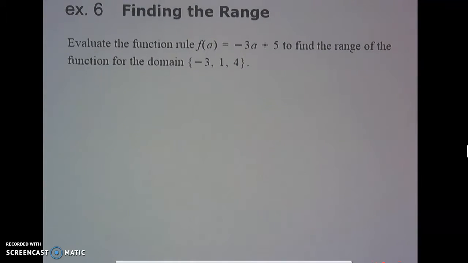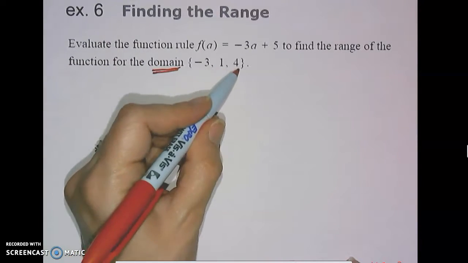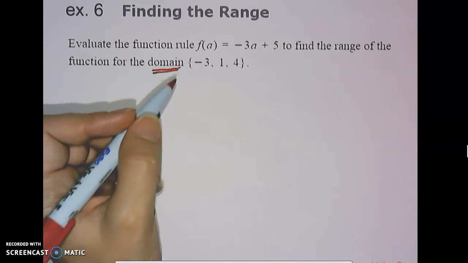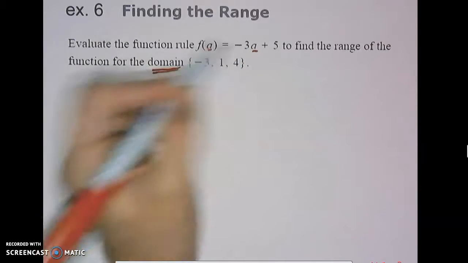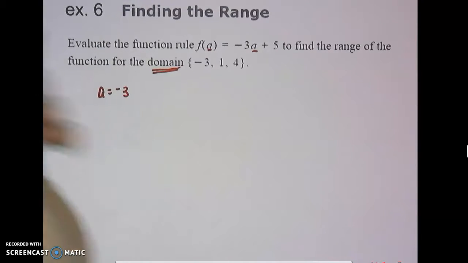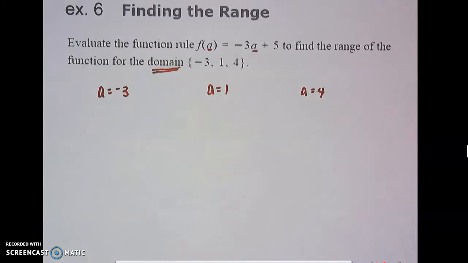So what happens if they ask us this type of question? They say evaluate the function rule f of a equals negative 3a plus 5 to find the range of the function for the domain negative 3, 1, and 4. They've given us the domain. What does domain mean? Domain is the input. Typically it's the x, but what variable have they given us here? Our input variable is a. So they've told us that a is going to equal negative 3, a is going to equal 1, and a is going to equal 4. We're in 3 different situations, and we need to find the range values that go with those 3 situations.